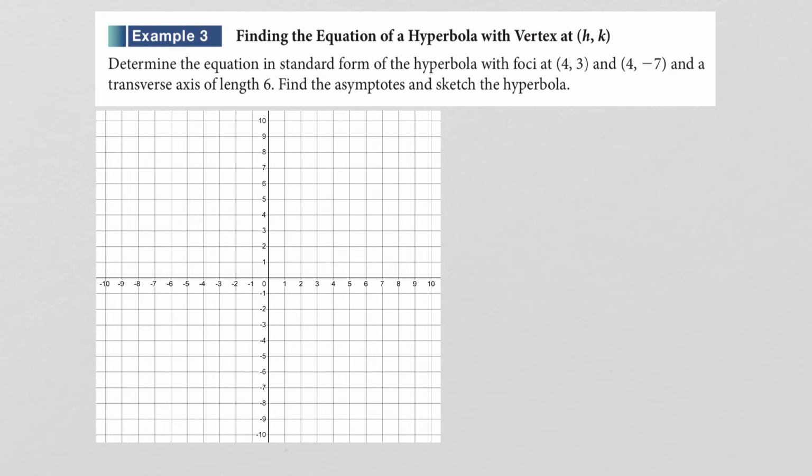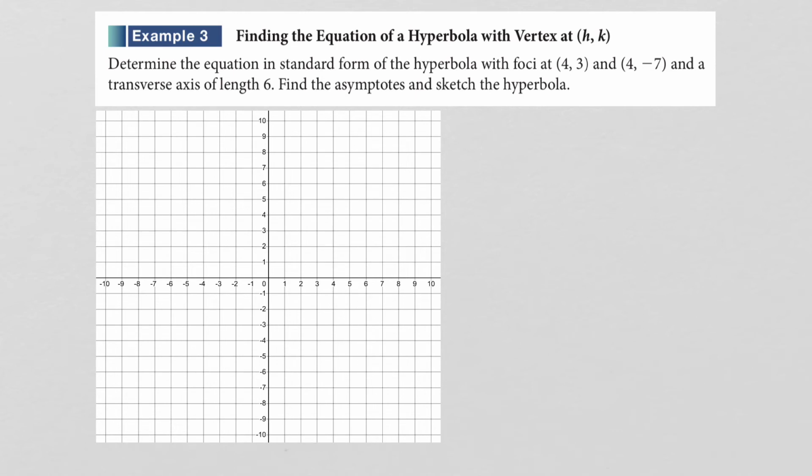So in this next example, it says to determine the equation in standard form of the hyperbola with foci at (4, 3) and (4, -7), and a transverse axis of length 6. Find the asymptotes and sketch the hyperbola. So as I've said before, when you get information like this, it's really helpful to sketch a graph of what you're looking at, and then that's going to help you determine all the important information you need. So let's bring a graph in, and let's go ahead and sketch these important points.